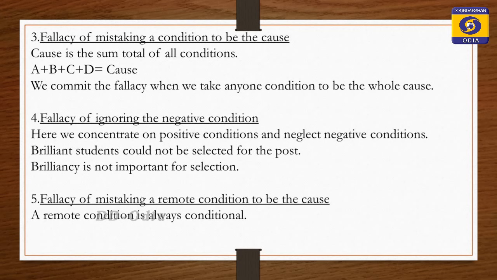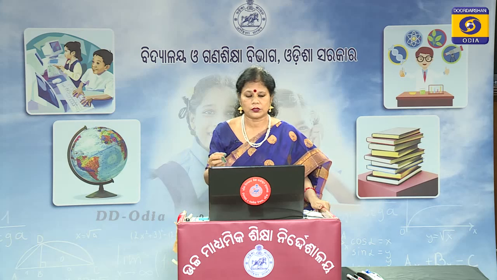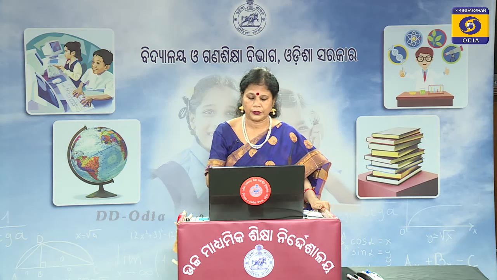Suppose we say what is the cause of India's independence? Then someone said Sepoy mutiny of 1857 is the cause of India's independence. But there is a long gap between Sepoy mutiny and India's independence. So this cannot be your cause, a remote condition cannot be your cause.